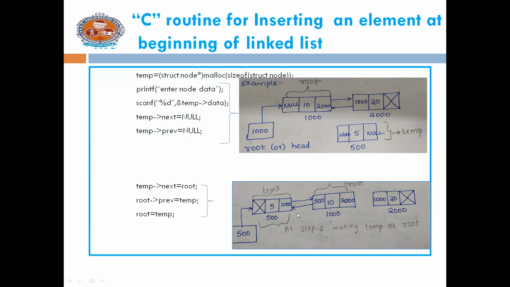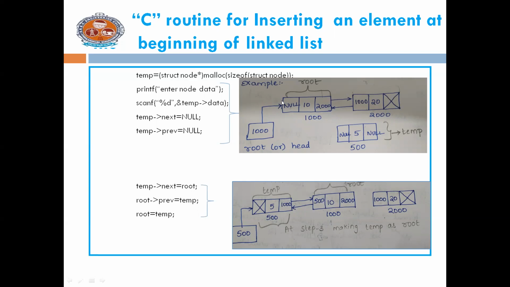Okay, next. Here is the code for how you make the newly created node the root node. Whenever you want to insert the new node at the beginning, obviously you have to change the next pointer here. Why? Because you are linking this node here. So the next pointer of this temp variable should be the address of the root. I have written temp arrow next, that is 500 next, should be replaced with which value? 1000. So temp arrow next equals root.